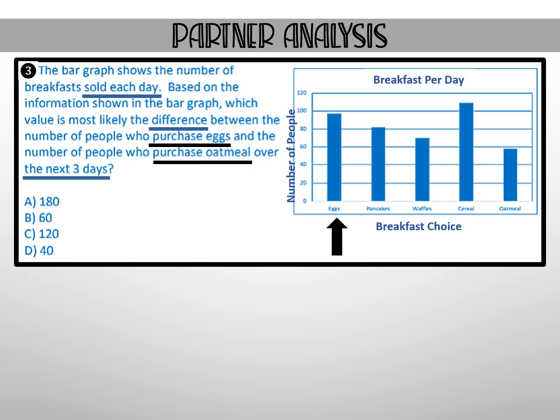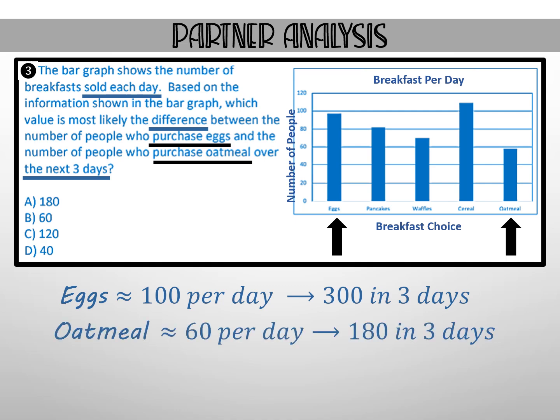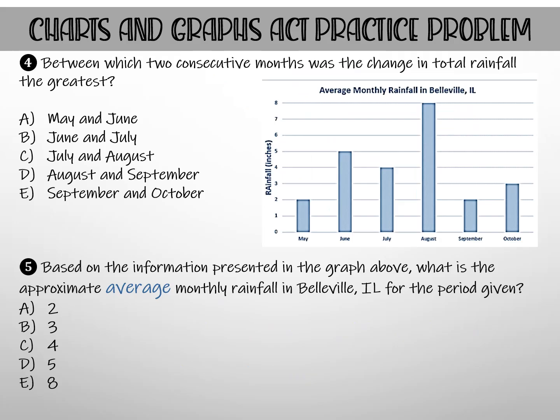So let's look at eggs. There's about 100. That's the best guess we can do for that. And it does say about. So about 100 eggs per day for breakfast, which in the course of 3 days would be 300. Oatmeal is over here. It's pretty close to 60. So about 60 per day, multiply that by 3, would be 180 over 3 days. And they want the difference. So we're going to have to subtract those, and we get 120, and that's our answer.